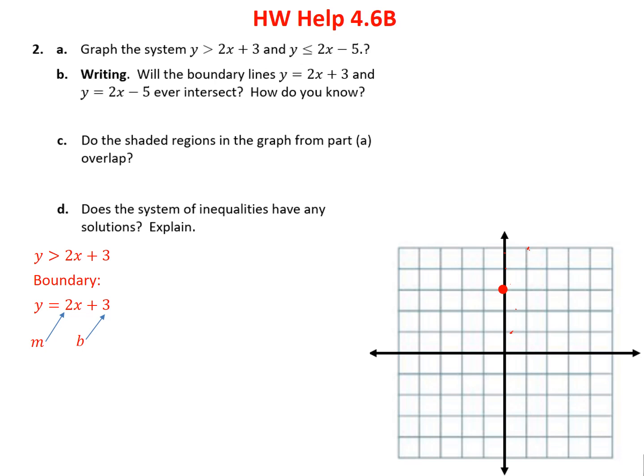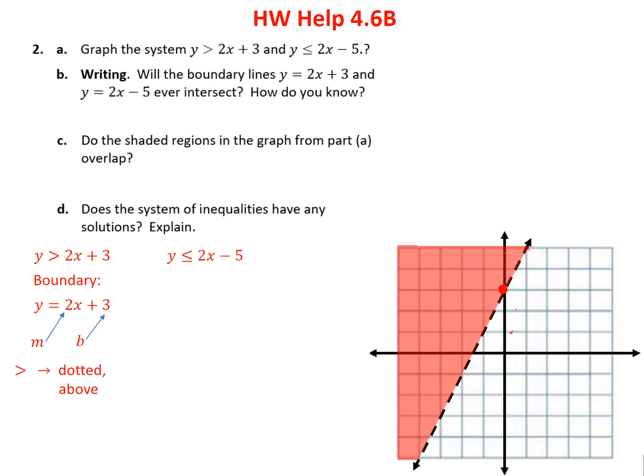But before I draw my line, I need to remember what kind of inequality this is. Notice I have a greater than, so that means my line is going to be dotted or dashed, and I graph above. So there's my dashed line, and I'm going to graph above. So there's the first one: all the points above that dotted line, but not including the line. So let's go to our second graph.